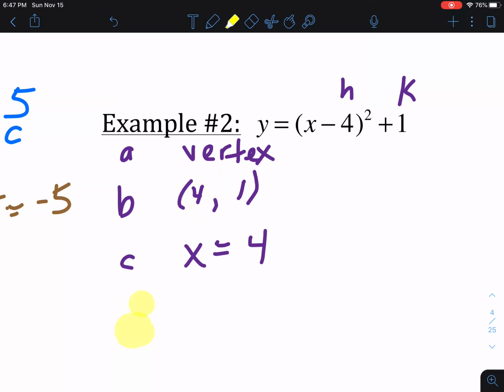And then D, will it open up or down? Look where the A is. A would be right here. That's an invisible positive 1. So that means it's positive, it opens up. The only way it would ever open down is if you have a negative immediately after the equal sign.